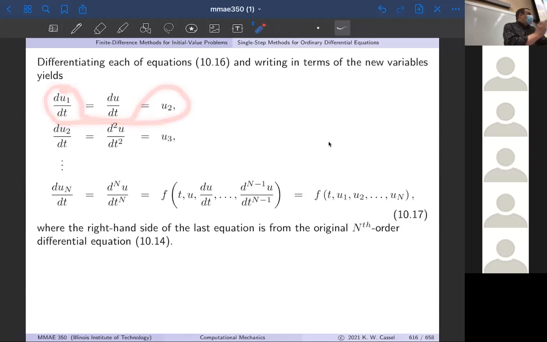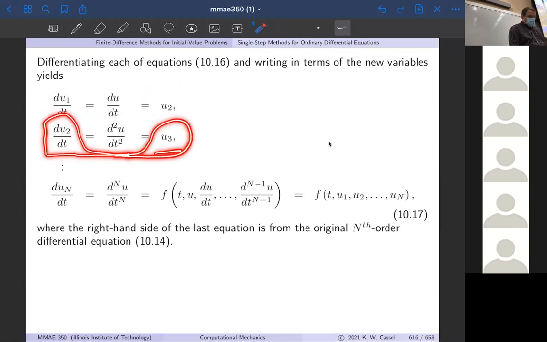I'm doing a transformation, so I want to have the final form only in terms of my new variables, u1 through un. I don't want to see any u's, only u1s, u2s, u3s through uns. The second equation was u2 is equal to the first derivative of u with respect to t. I differentiate, so u2 dot is equal to u double dot, but u double dot is just u3. So again, du2 dt is u3. And we just keep doing that all the way down.